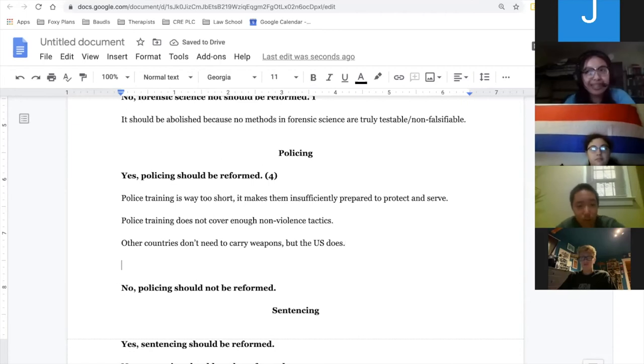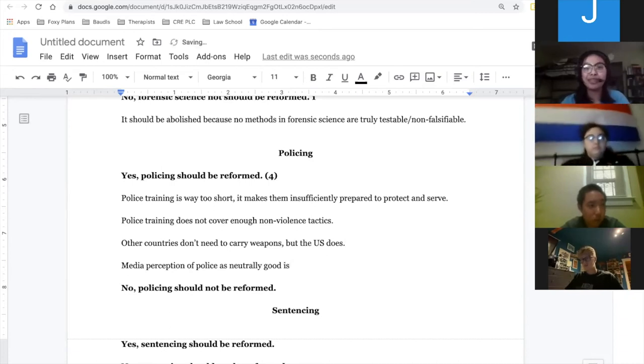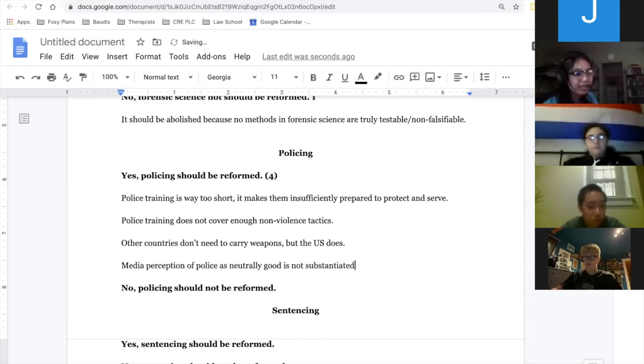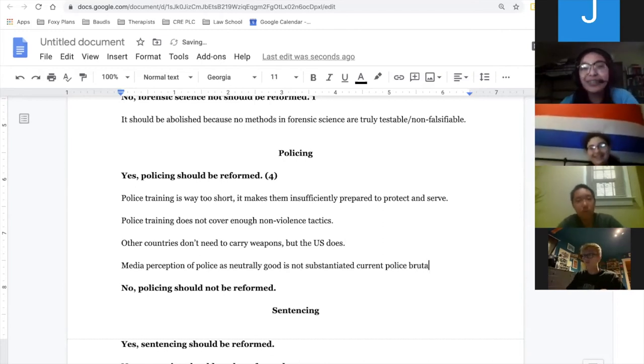I guess to summarize that, the media portrays the police as good guys, so it's like, how do I say this? Let's say media perception of police as neutrally good is bad because the police are shown to often rely on police brutality, which is not substantiated. Okay, I really don't know how to word stuff. No, obviously, we just need to work with it together. I know how it is.